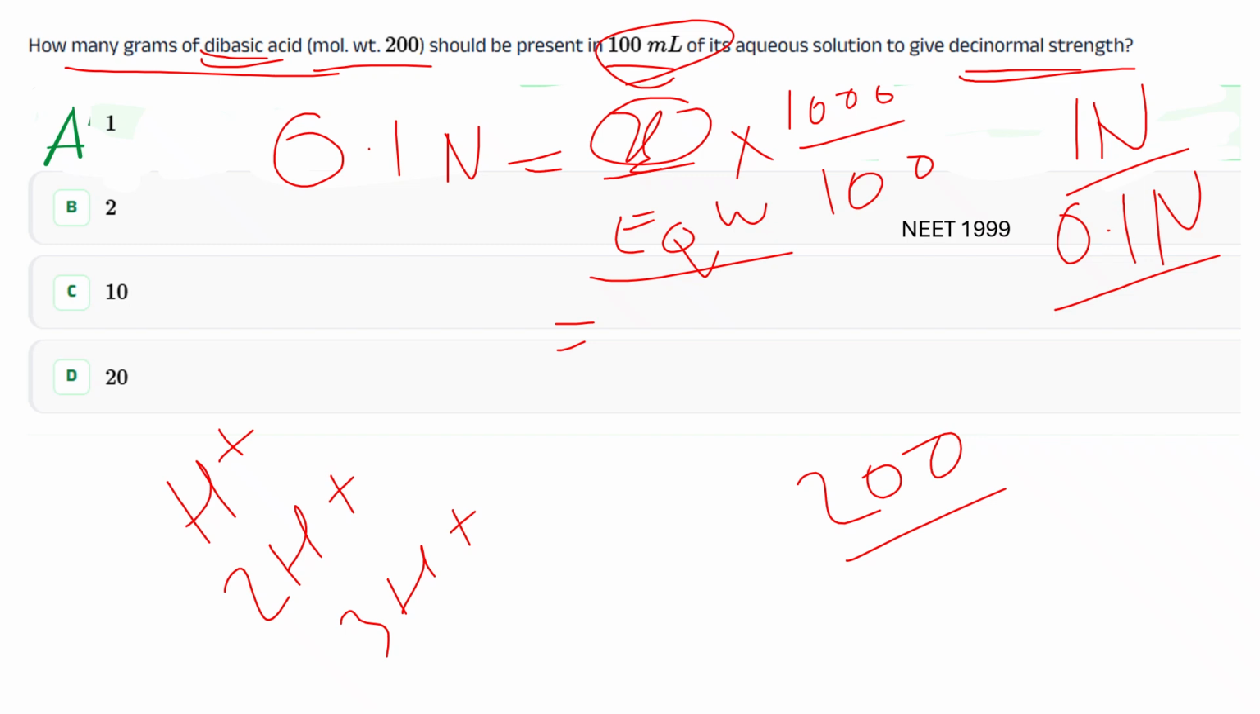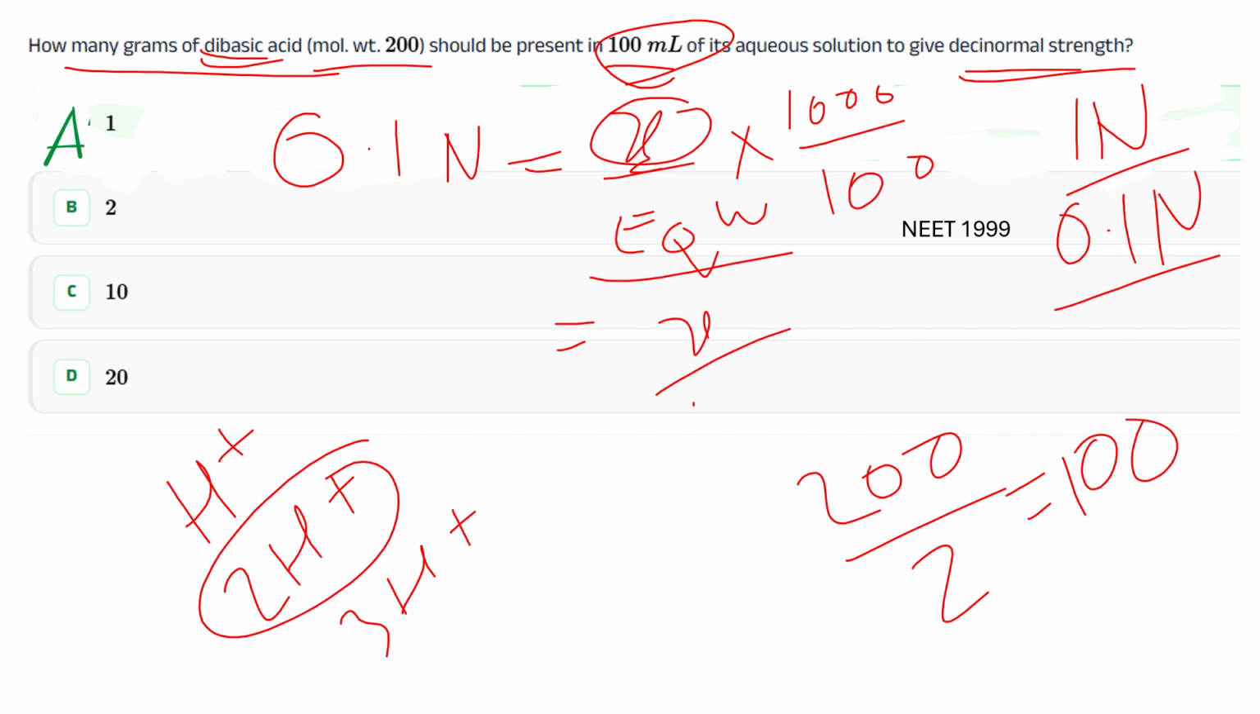So molecular weight divided by valency will give the equivalent weight. That is the relationship between equivalent weight and molecular weight. If you have a dibasic acid, the valence is 2. If you divide by 2, it will give the equivalent weight. So the equivalent weight is 100. So X divided by 100 multiplied by 1000 divided by 100.